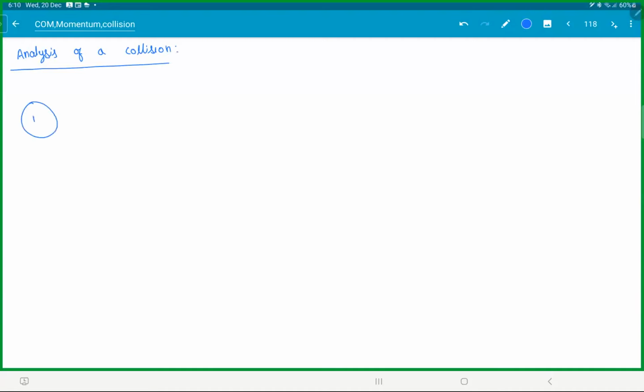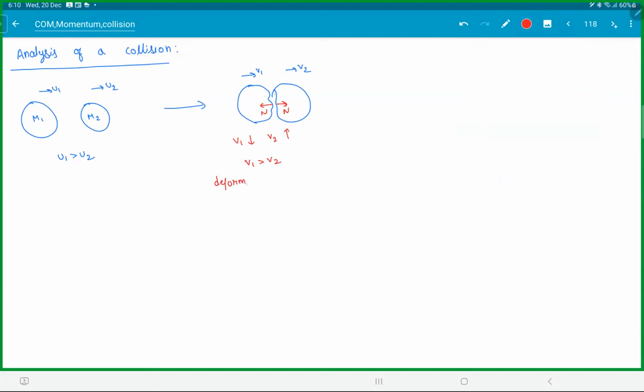So let's say we have two balls here, masses M1, M2, going with U1, going with U2. U1 is greater than U2, obviously, meaning it has to come from the back and collide. The moment they collide, the bodies will start deforming. The speeds will start changing, V1 and V2. There's a normal reaction on each. Here V1 is decreasing, V2 is increasing, but remember V1 is still greater than V2. Here the deformation between them is behaving like a spring.